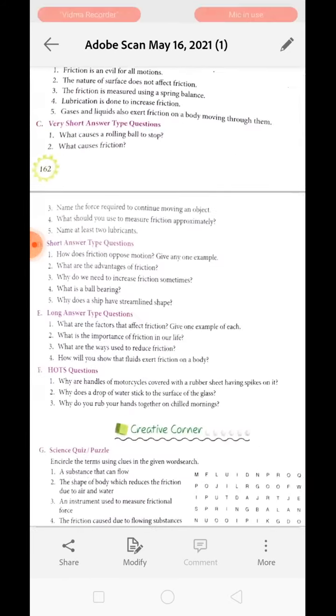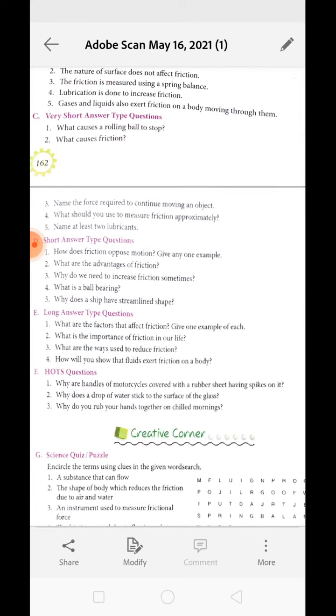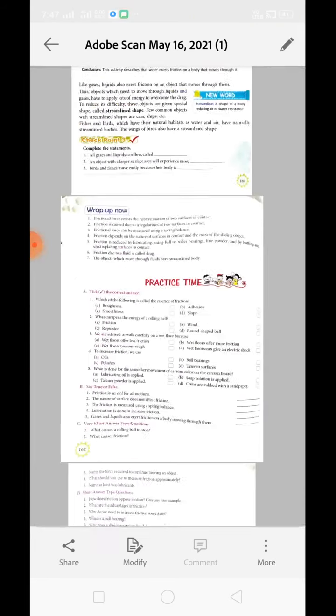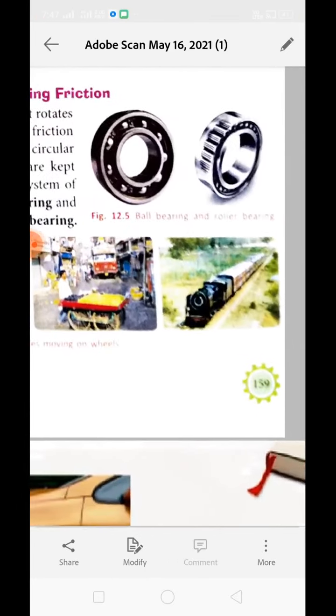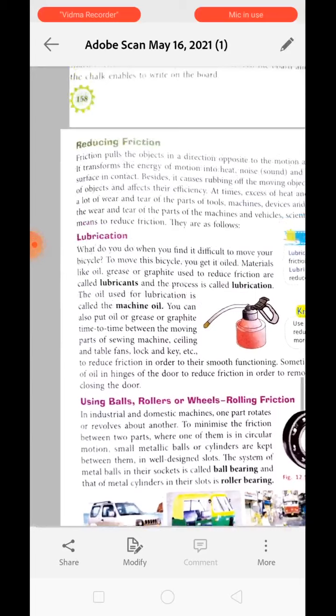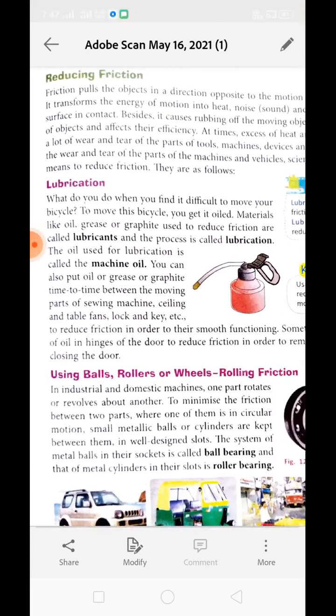Now next question, what are the ways used to reduce friction? The answer is given in page number 159 from lubrication. The ways of reducing the friction are, first one is lubrication. Materials like oil, grease or graphite used to reduce friction are called lubricants, and the process is called lubrication. The oil used for lubrication is called machine oil.